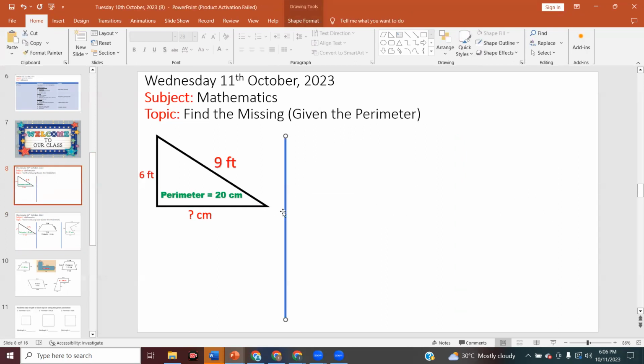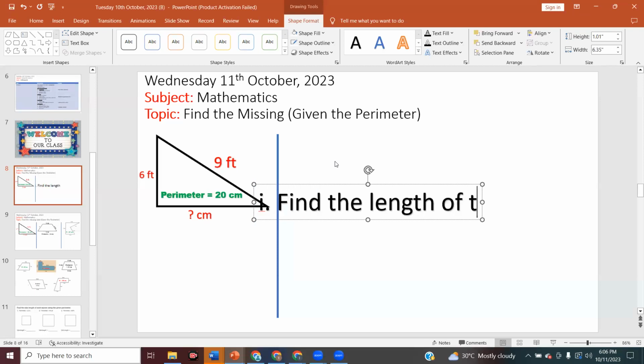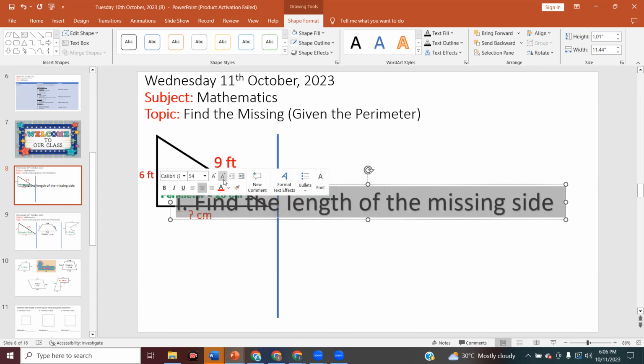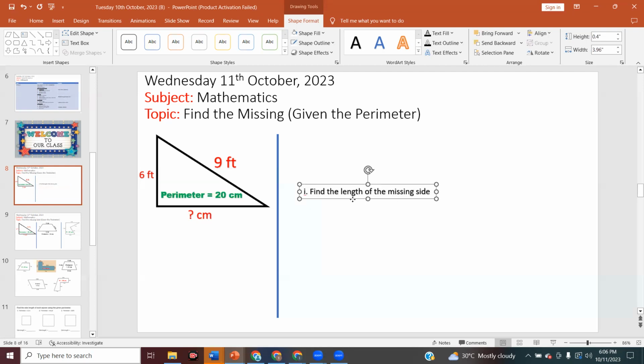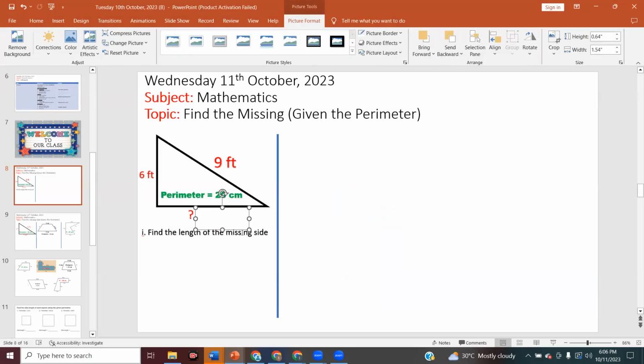So let me separate it. We know that the perimeter, the question says, is 20 centimeters. We want to find the length of the missing side. So that's the question: find the length of the missing side. So we have three sides, right? Two of the sides are already given. We know that one side is 9 feet. We know the other side is 9 feet. What is this side? By the way, it's supposed to be in feet, so let's make that correction. What is going to be this side in feet?